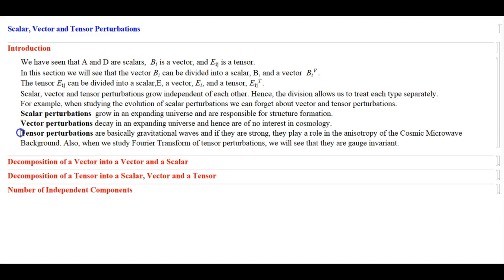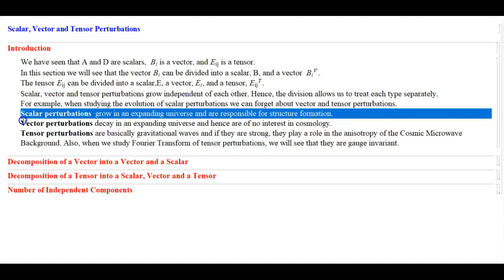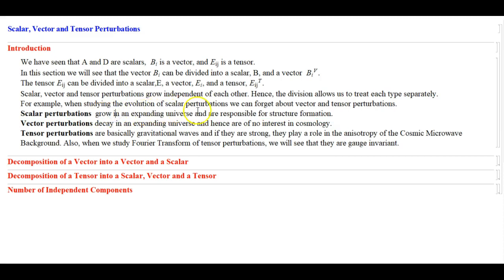So let's see how this course evolves. If I get time, I will talk about tensor perturbations. It's depending upon time and my priorities. But we will definitely look in detail at scalar perturbations in this course, which are responsible for the structure formation.